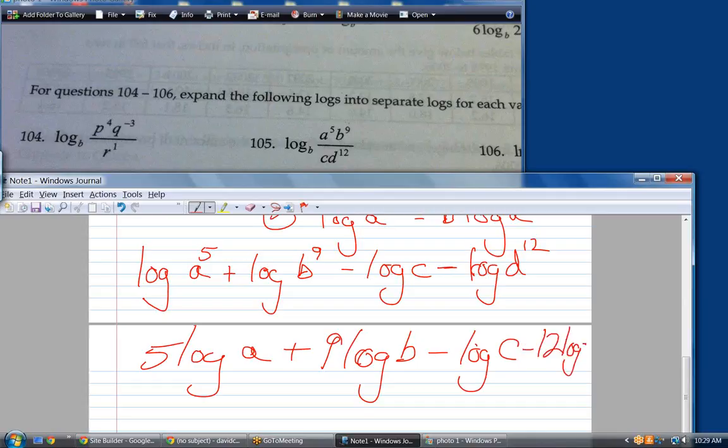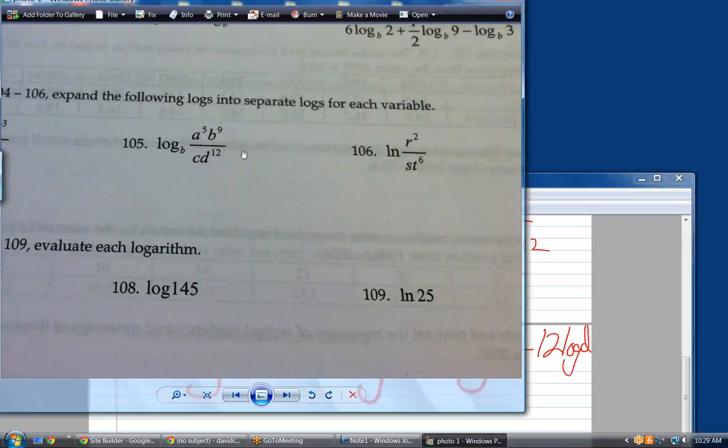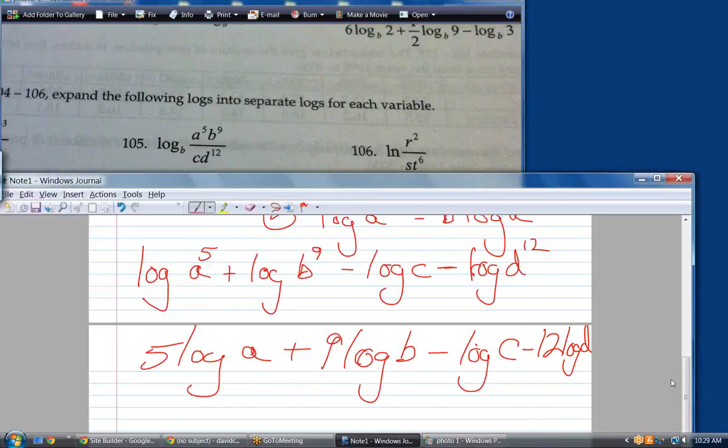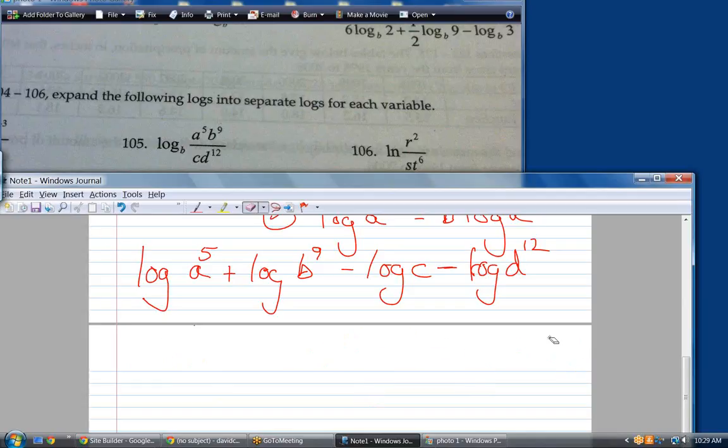Pretty straightforward once you do a few of them. Well, let's not write this. Just read this, and let's try to do it all in one step. Number 105. Oh, we just did 105. Okay, well, let's do 106.